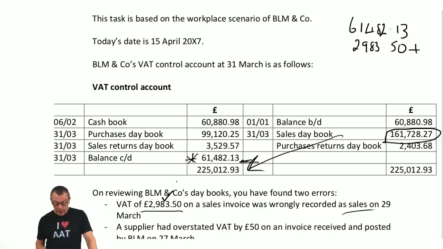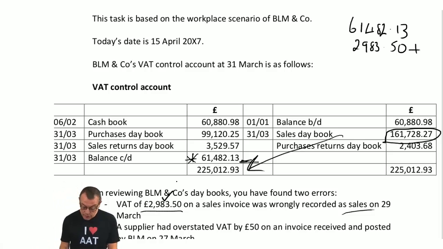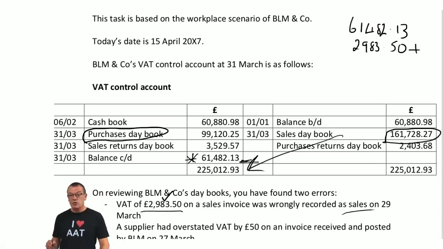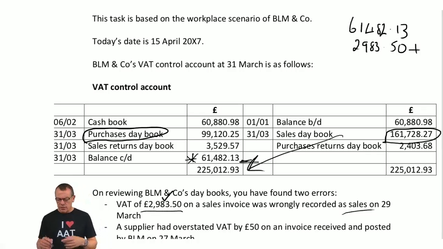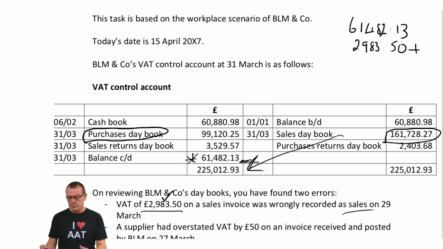Now, a supplier had overstated VAT by £50 on an invoice received and posted by BLM. So in this time, there's an invoice that's actually been received. So that would constitute a purchase. Now, if there's a purchase being made, the VAT for purchases is on the debit side, which is here on the purchases day book. So the VAT is going to change that figure there. Okay? And that figure has been overstated, which means the VAT is in there twice. And it's therefore going to reduce that figure.